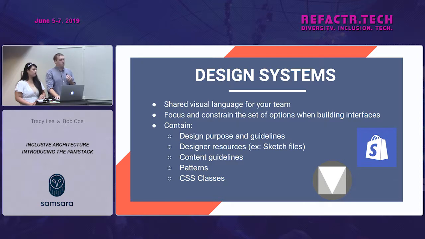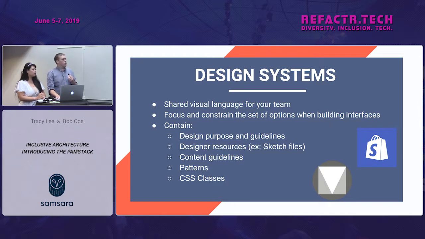Design systems are just a shared visual language for your team. Now, these can focus and constrain your options when building interfaces, but they're not actually restrictive. It's another one of these things where you accept the restriction in order to be more powerful. So instead of having these infinite options to define pages in CSS, you have very well-defined ways to lay out your pages. Some of the popular ones, obviously Material Design, maybe a lot of people have heard about.